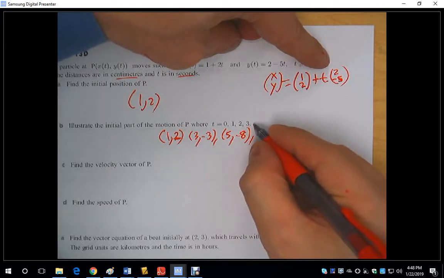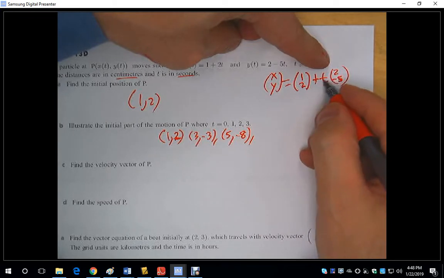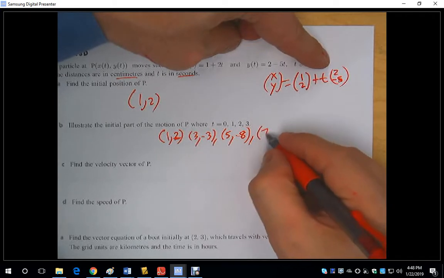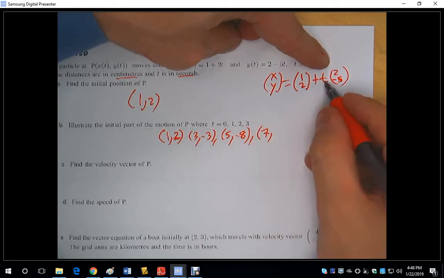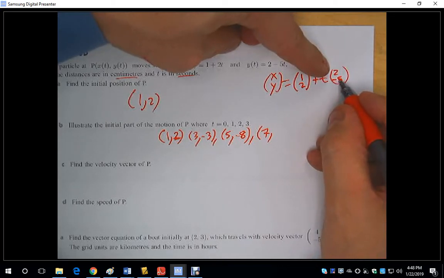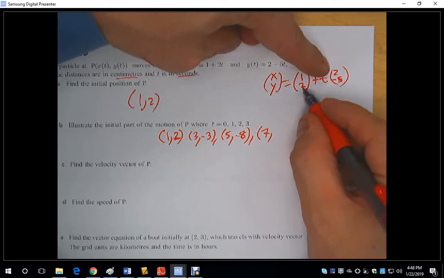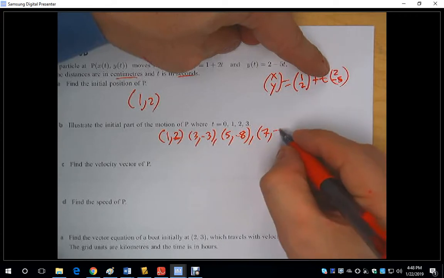And the last one, plug in 3. 3 times 2 gives us 6, 6 plus 1 is 7. And 3 times -5 is going to give us -15, -15 plus 2 is going to give us -13.